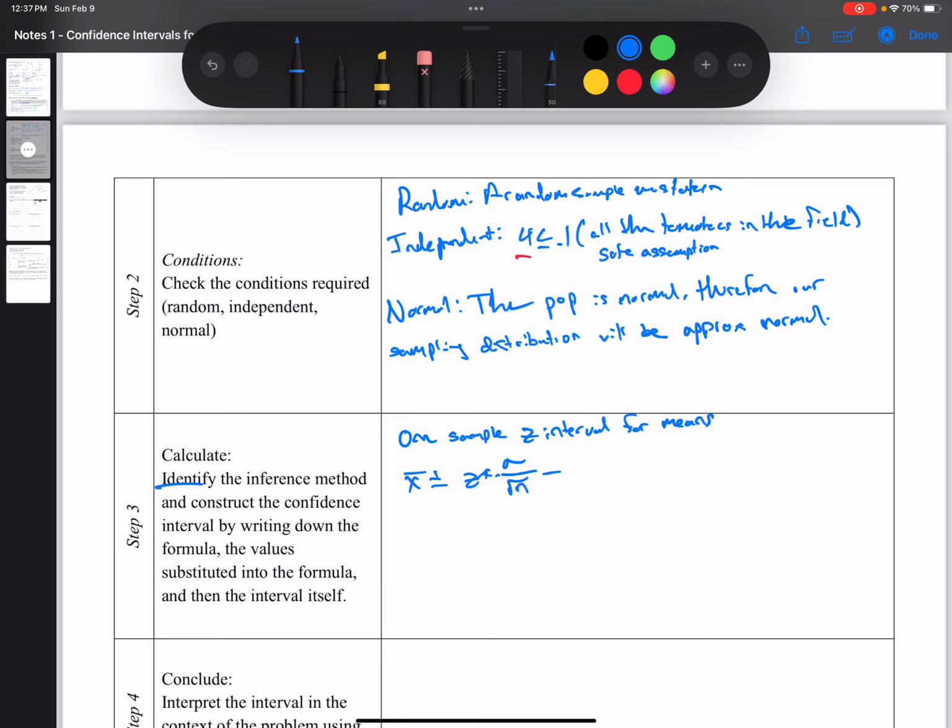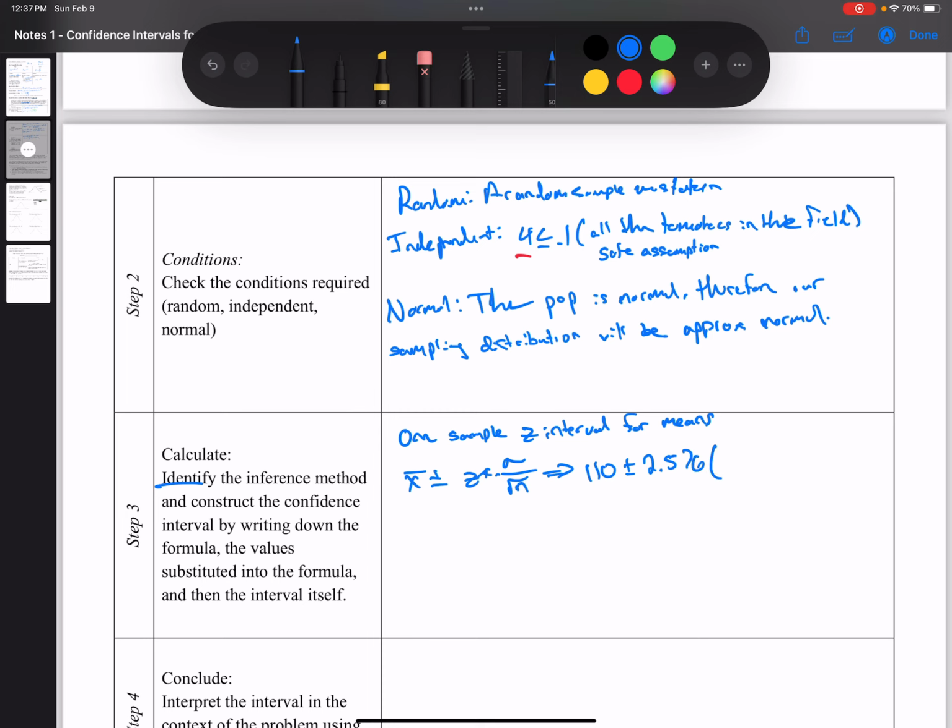When we plug in all of our variables, we're going to have 110 plus minus 2.576 times 40 over the square root of 4, which gives us an interval of 110 plus or minus 51.52. And then we could also write it as an interval, so 58.48 to 161.52.